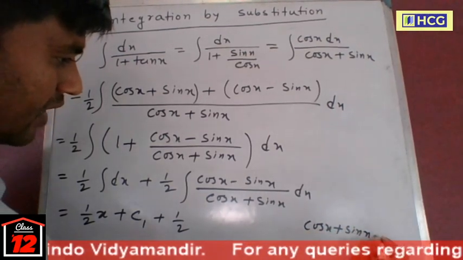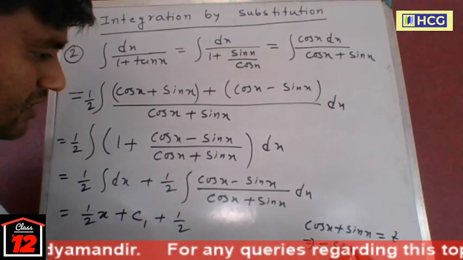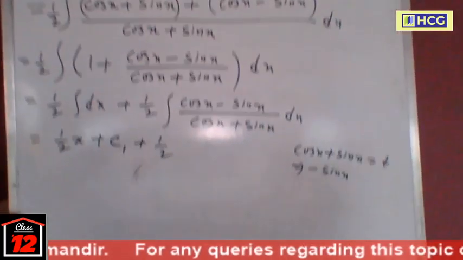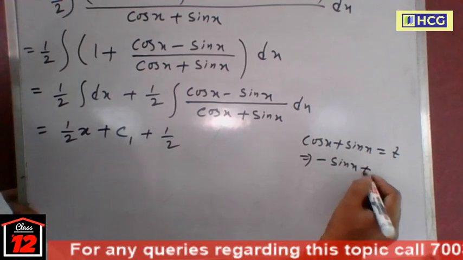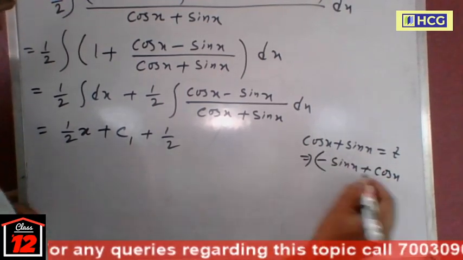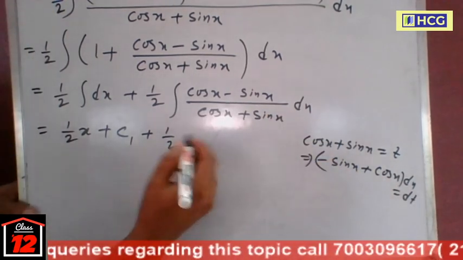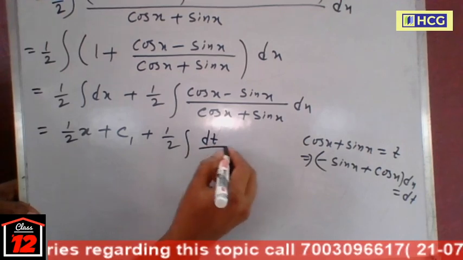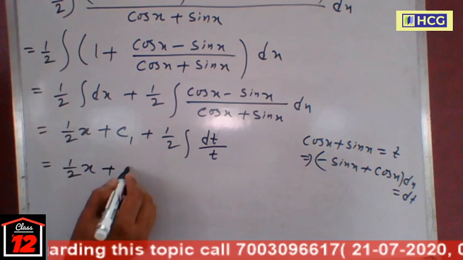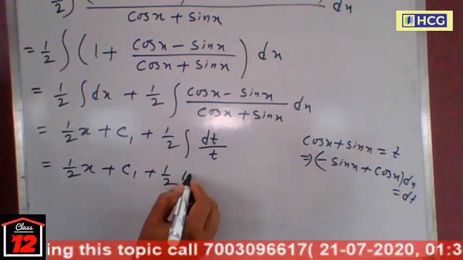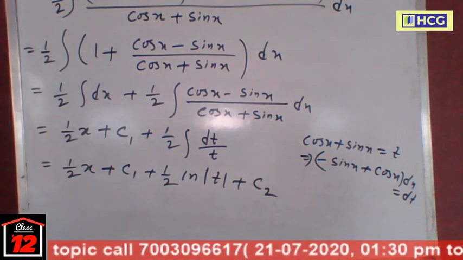cos x plus sin x equals t, which implies minus sin x, the derivative of cos x is minus sin x, plus the derivative of sin x is cos x, into dx equals dt. So this changes to half into integration dt by t. Now this is equal to half x plus c1 plus half ln t plus another constant c2, integration constant.